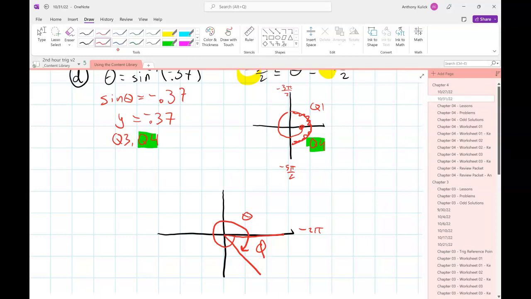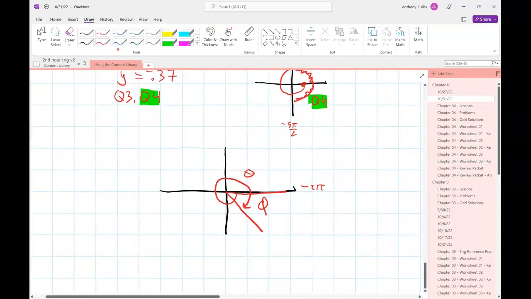Now, here's my next question. Is theta bigger than negative 2 pi or smaller than negative 2 pi? It goes past negative 2 pi. Yeah, it's still smaller because theta is more negative than negative 2 pi, right? It's the opposite intuition as before. So we should be subtracting phi in this situation.